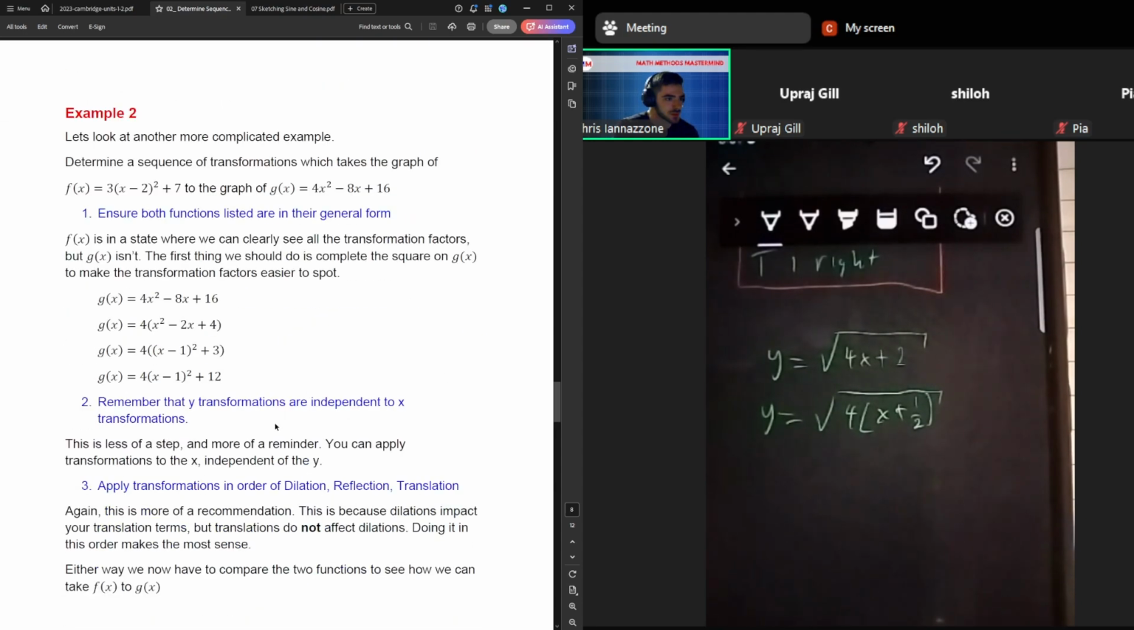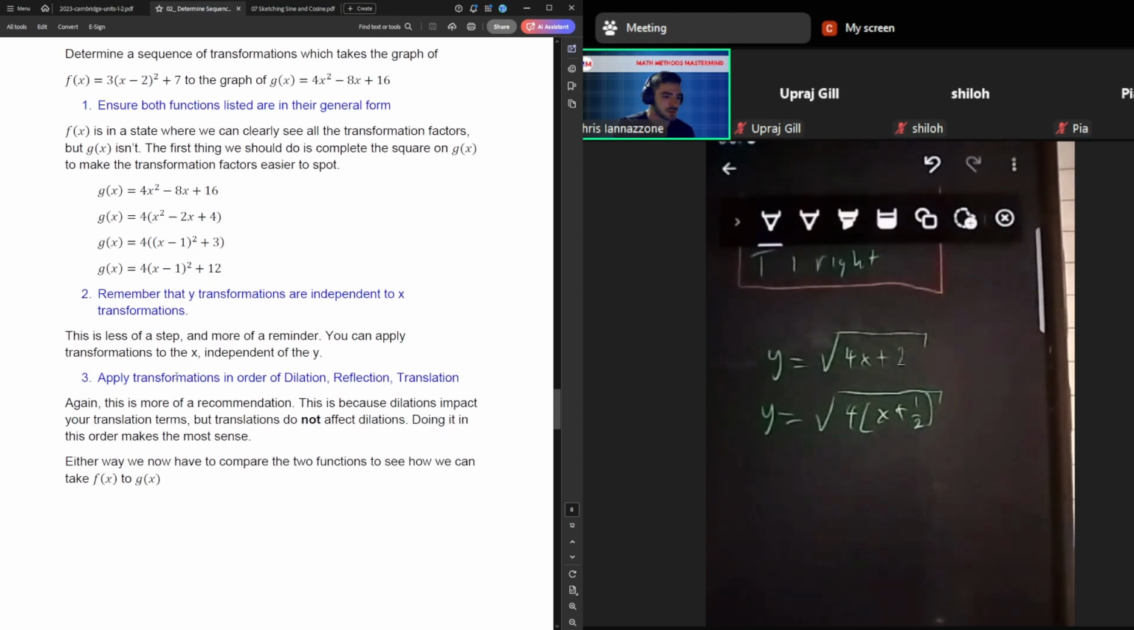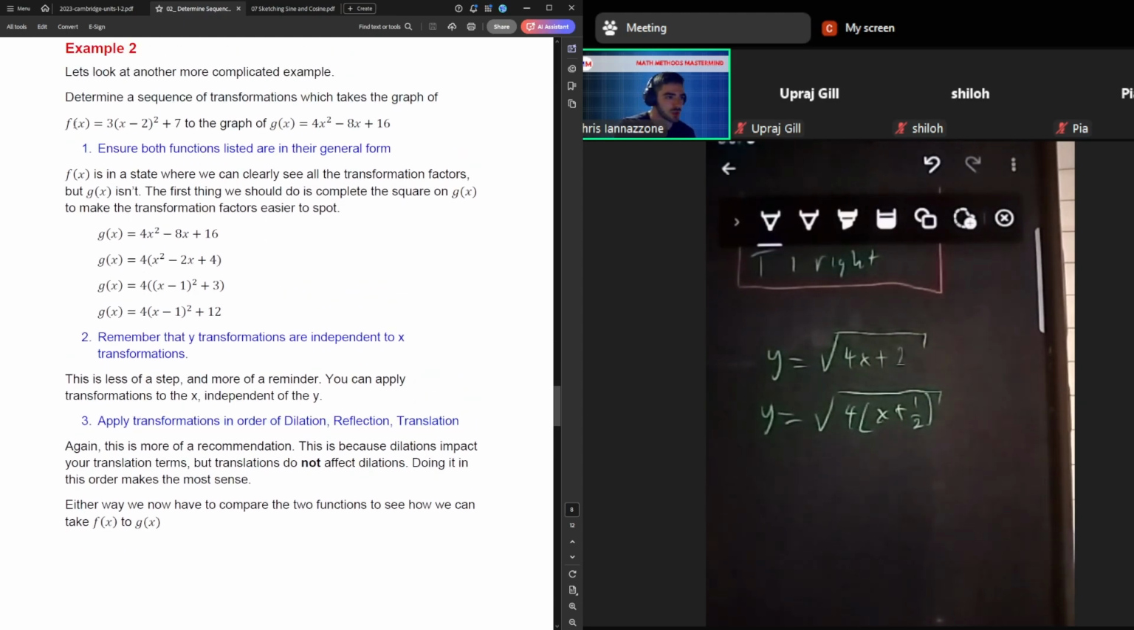But okay, so determine a sequence of transformations which gets us from this quadratic to this quadratic. As I said, guideline number 1, make sure you can actually see all your transformations. So this one here would just be a basic example of completing the square. Maybe not so basic, but completing the square nonetheless. Now when you compare f and g together, you can now clearly see the differences between the two. From here, the whole goal is to apply dilations, reflections, or translations to f to make it look like g.